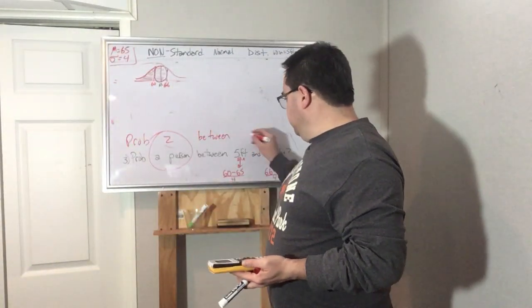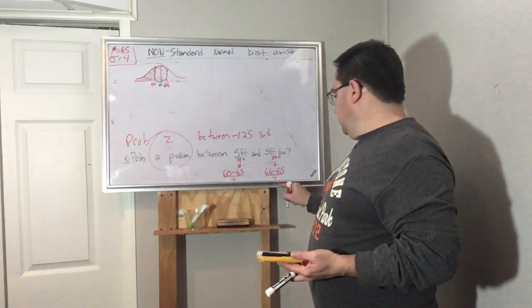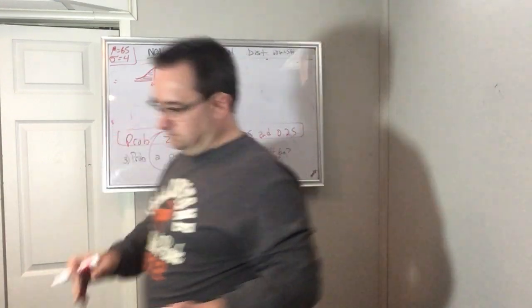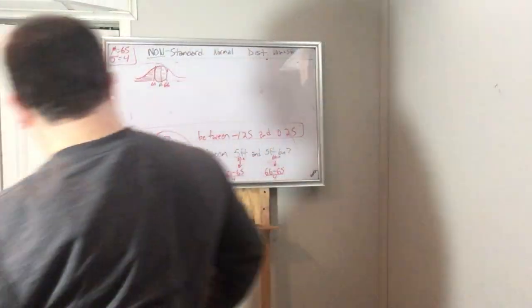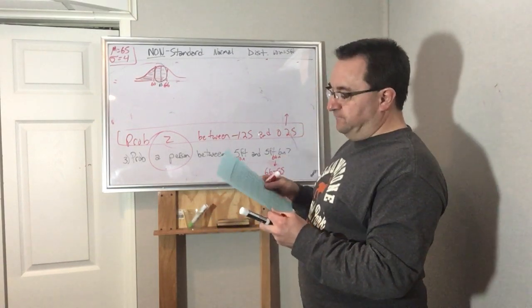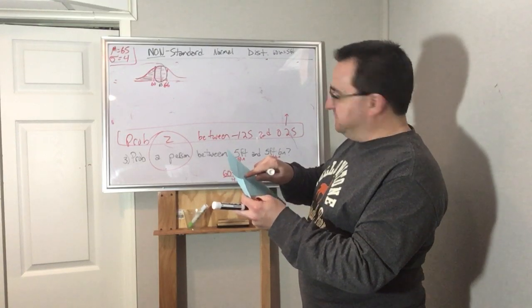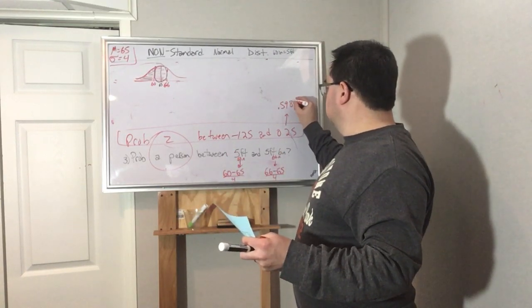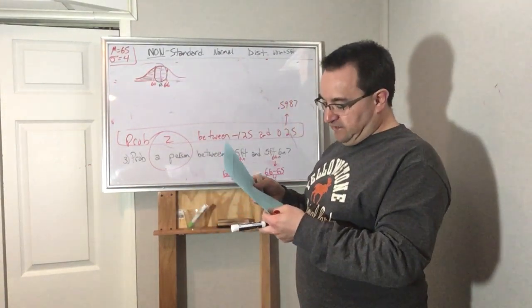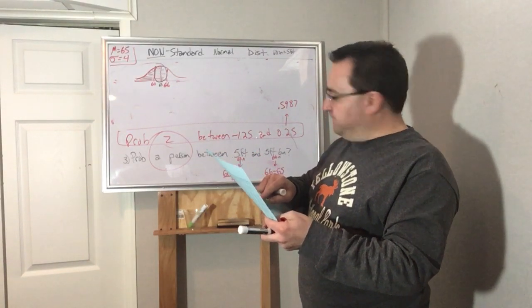So this is between -1.25 and 0.25. So there's the problem we got to do. 0.25 would be 0.5987, that's about 60%. And -1.25 is 0.1057.